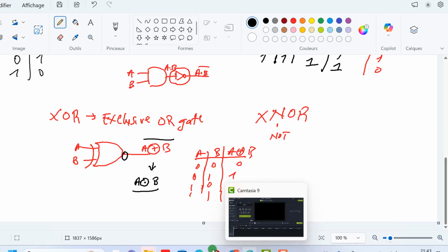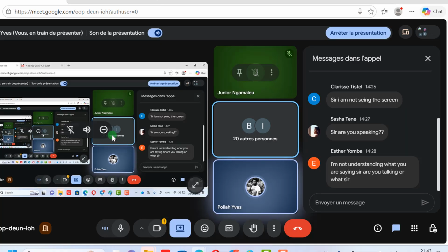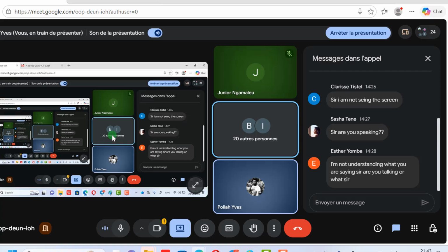You should go out and enter back. Try to go out and enter back. I've realized that maybe some phones are not really supporting screen sharing, so that's maybe why you're not seeing it. I don't know why. If you're not seeing it, you can just look at the replay after we post it on YouTube. Are you getting it?